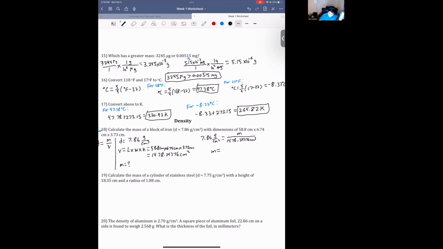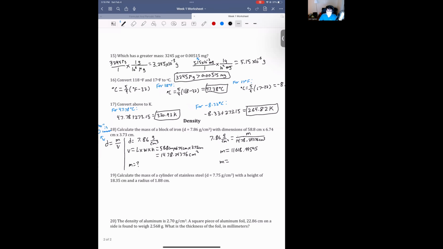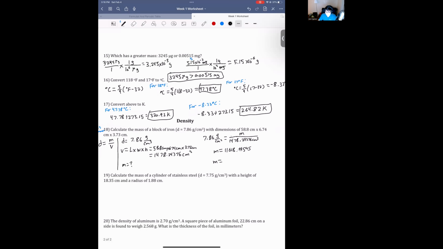You end up getting the mass, once you multiply this out, to be 11,618.99595. Right now, we're going to just round this to 3 sig figs, since that's what we start with. Each of them had 3 sig figs. You take the least amount of sig figs for multiplication. So we're going to end up with 11,600. Oh, and this is in grams. Right, you'll find that these centimeters cancel out over here and here.